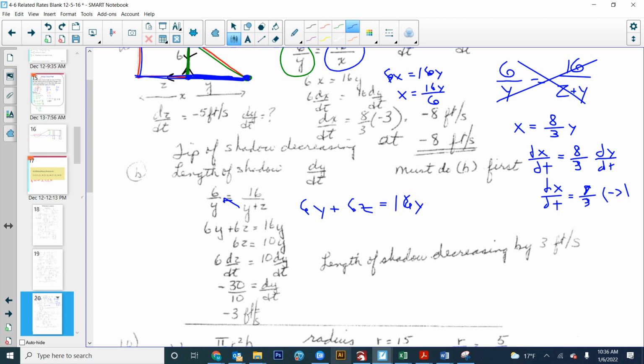Honestly, I forgot that 9b did not say to find b first. I knew it was somewhere. I forgot it was on the answers. It says must do b first. I apologize for that. That one's kind of tricky.